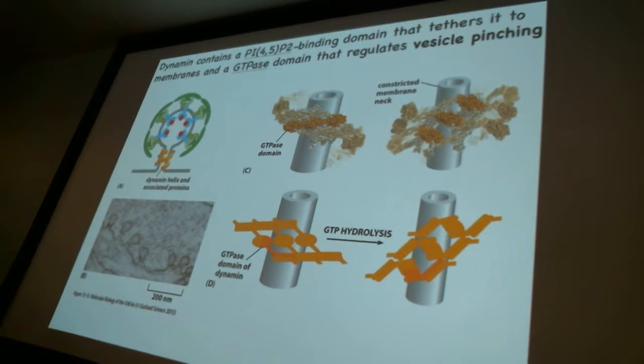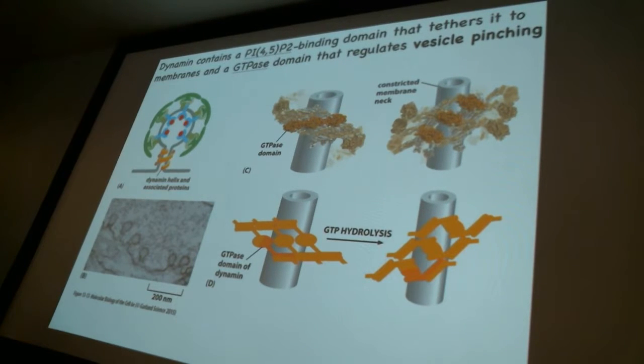So another point, we touched on this briefly on Tuesday, but I didn't show you how this works. We talked a lot about how these coat proteins can deform the membrane and make it pinch off. But it is strongly believed that this conformational change of the membrane is not enough, and you need a specific protein that pinches off the neck of the vesicle.